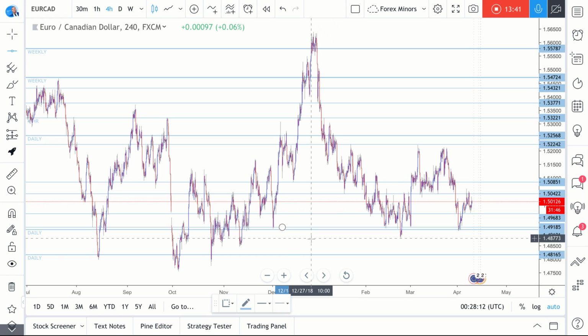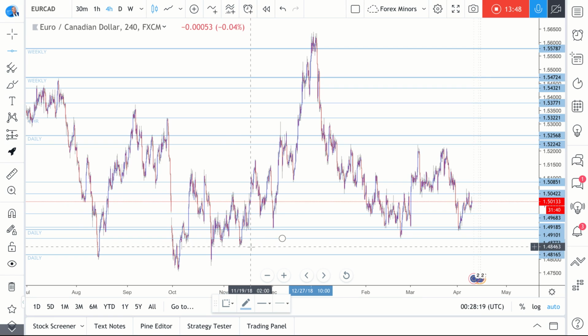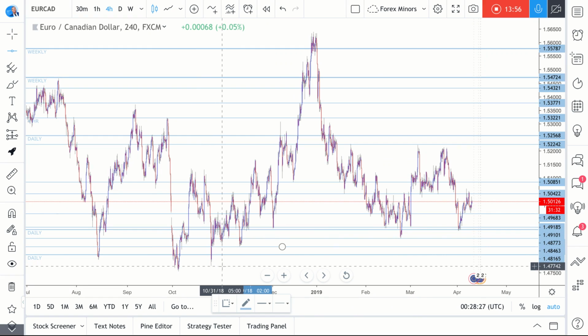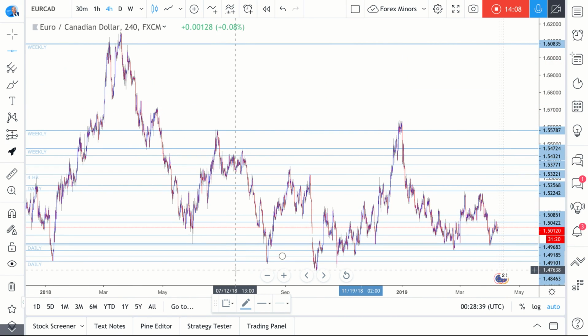Anyway, so we use these lines just to see where the price could fall down to next. And you pair it with other things like Fibonacci and your other indicators. I don't know if I'm gonna chart this.